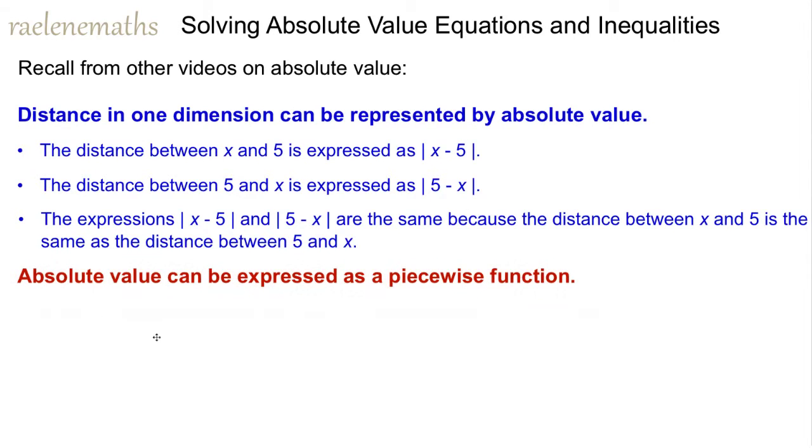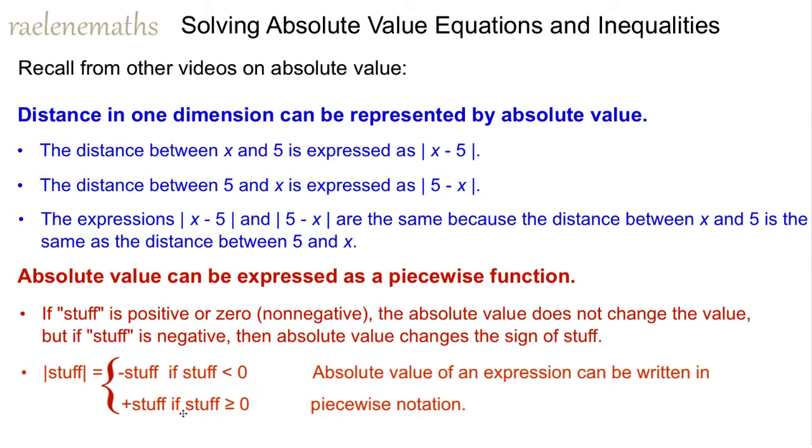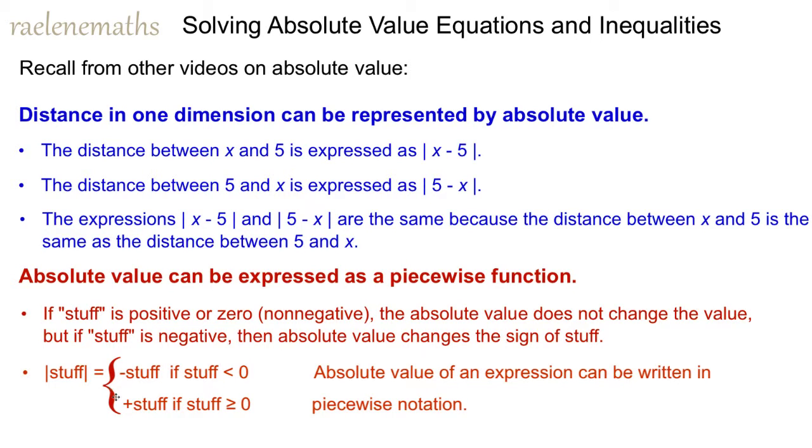Another truth is that we can express absolute value as a piecewise function. And so what that means is, if you take the absolute value of some stuff, and if that stuff is positive or 0, then the absolute value of that stuff doesn't change the value. But if the stuff is negative, and we take the absolute value, then the job or the role of the absolute value is to change the sign of the stuff. We write that in piecewise notation with this curly bracket with two different lines depending on whether the input stuff is negative or if the input stuff is non-negative.